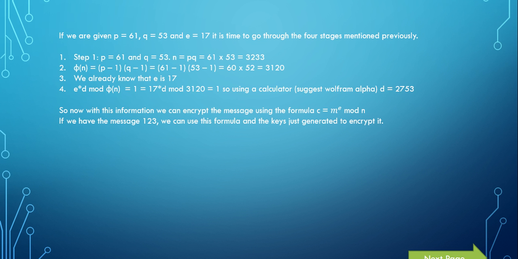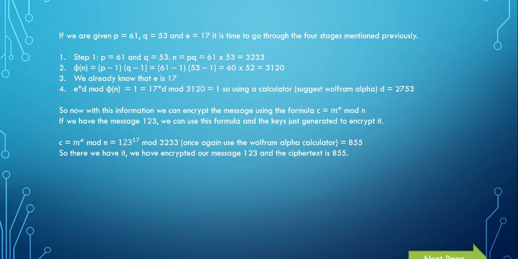So let's move on. C equals M to the power of E mod N equals 123, our message, to the power of 17, which is E, mod N, which is mod 3233. Once again, I used the Wolfram Alpha calculator online, and this came up with 855, which means that we have encrypted our message 123 using RSA encryption, and it is now 855 in ciphertext. And that's it. It is as easy as that.